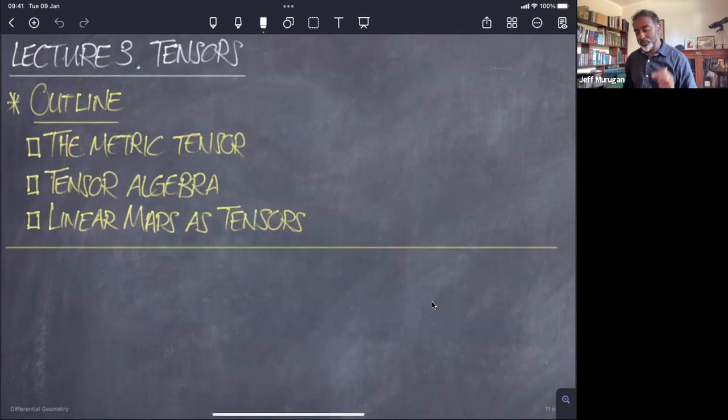So again, we're going to give two definitions of what a tensor is. The first is going to be a basis dependent statement, and the second one is going to be a basis independent statement. And they're entirely compatible with each other, and I encourage you to think about them in an interchangeable way. So let's start with the first definition.